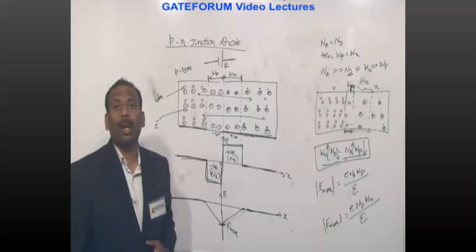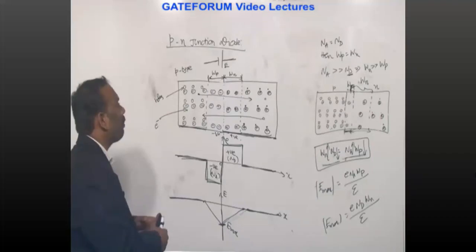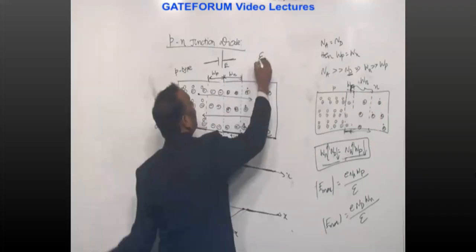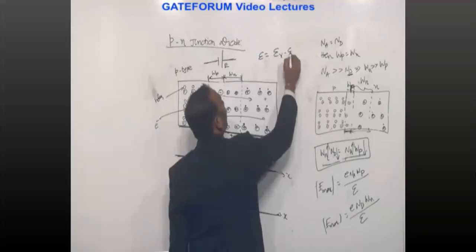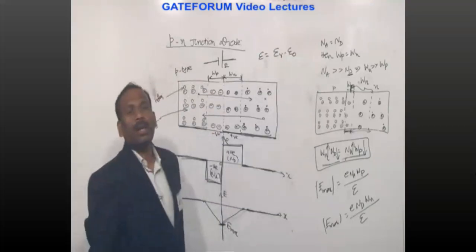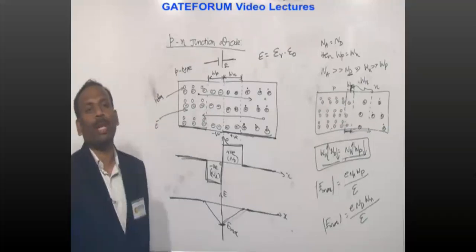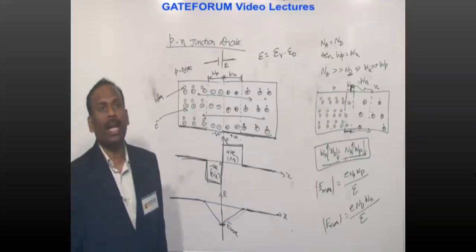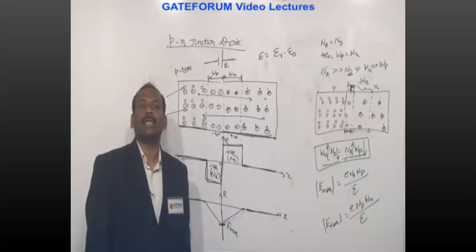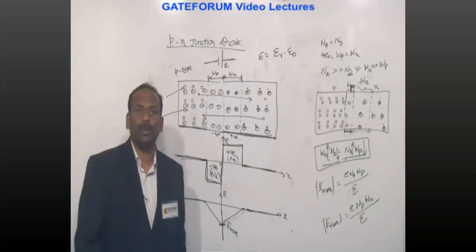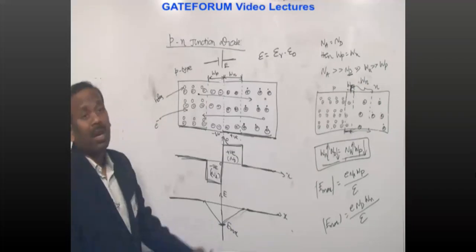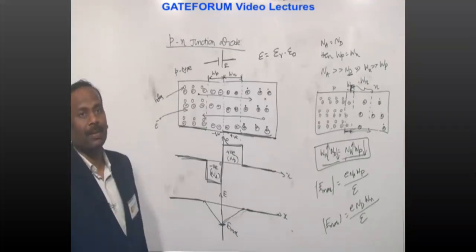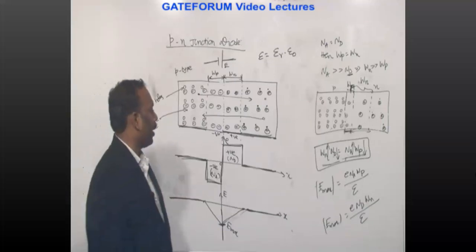What is epsilon? It is the permittivity. Epsilon is permittivity and is given as epsilon r into epsilon naught. Epsilon r is the relative permittivity of a dielectric. Epsilon naught is the free space permittivity, it's a constant, some value is available, I will give it. Epsilon r is relative permittivity. Clear? Next.